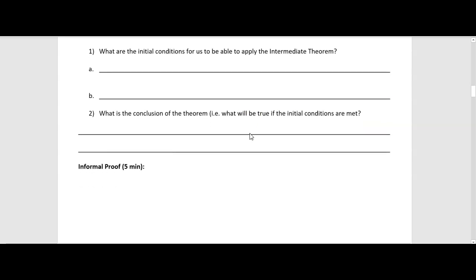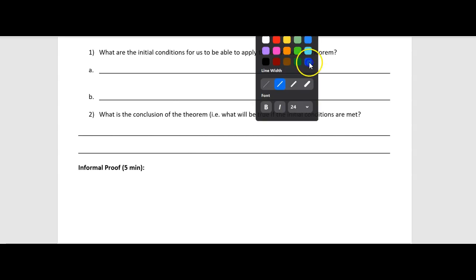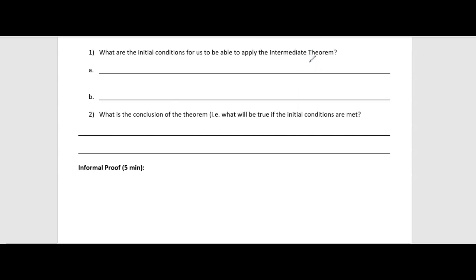Okay, so number one says, what are the initial conditions for us to be able to apply the theorem? So we said there were two things that had to be true before we went even further. Again, you may want to look back at the theorem now, pause the video, and come up with what those two things are. The first thing is f of x is continuous on the closed interval a to b. It must be a closed interval. It cannot be an open interval.